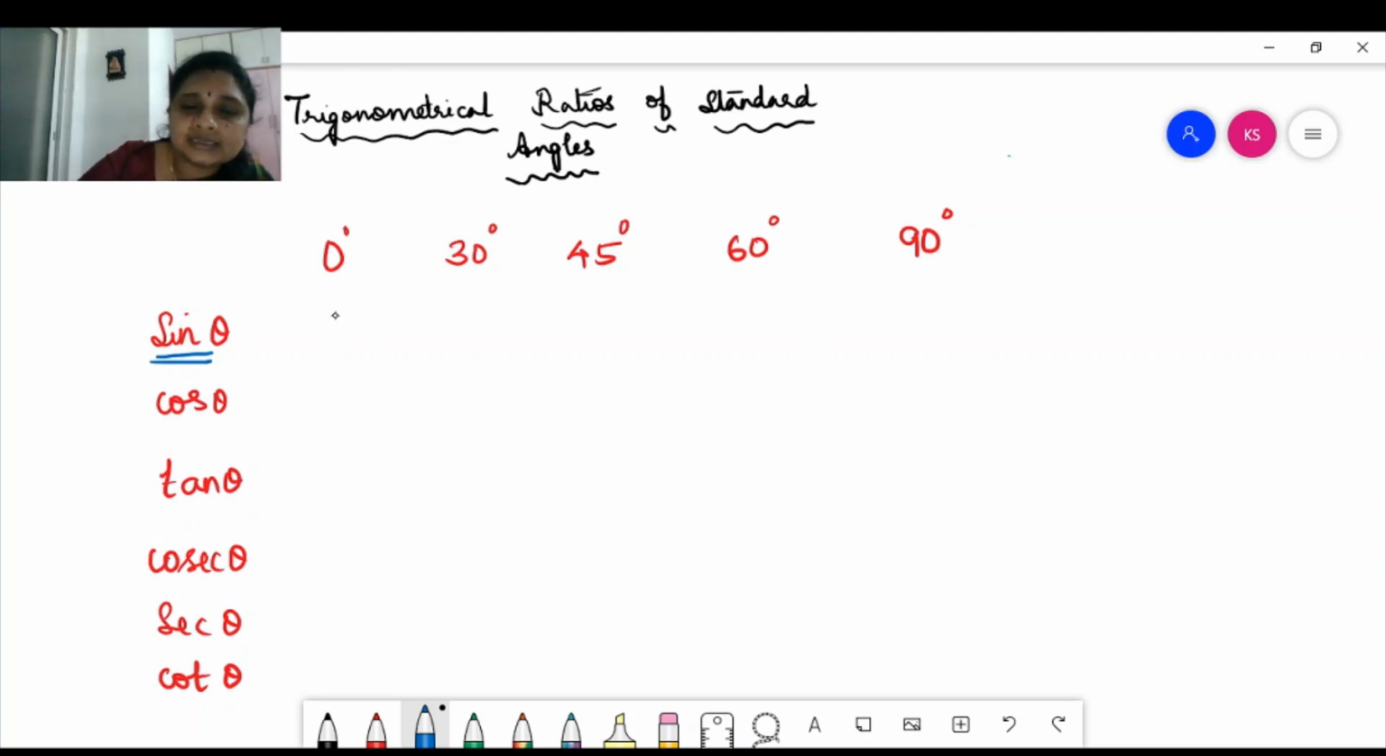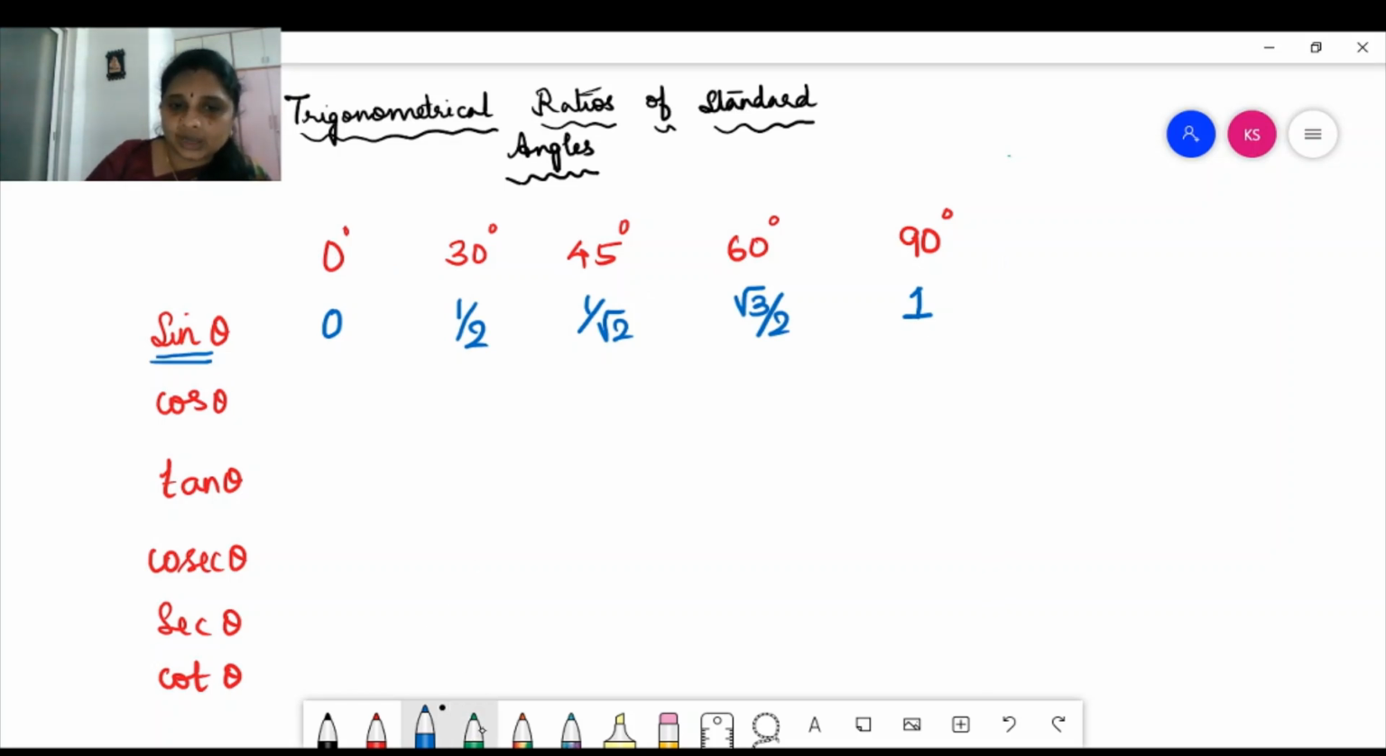So sine 0, we found out that it's 0, and then sine 30, we saw that it was half, and then sine 45 was 1 by root 2. Sine 60 is nothing but root 3 by 2, and sine 90, we saw that it was 1. Now, it is enough if you learn this series of values: 0, 1 by 2, 1 by root 2, root 3 by 2, 1. If you remember these 5 values, that would be enough. You can fill this complete table using these 5 values. Only the sine values you need to remember.